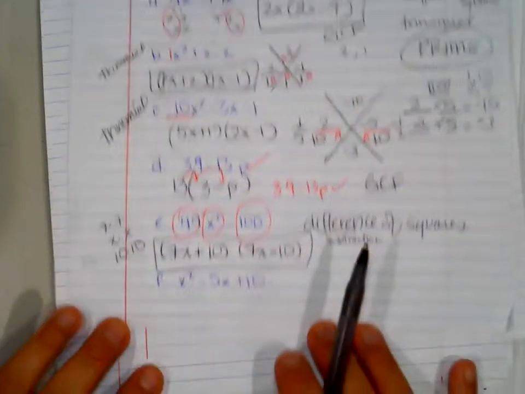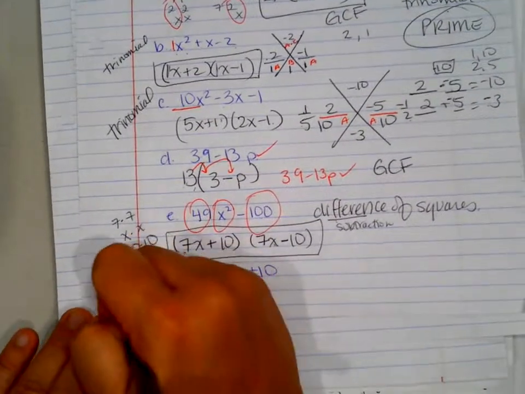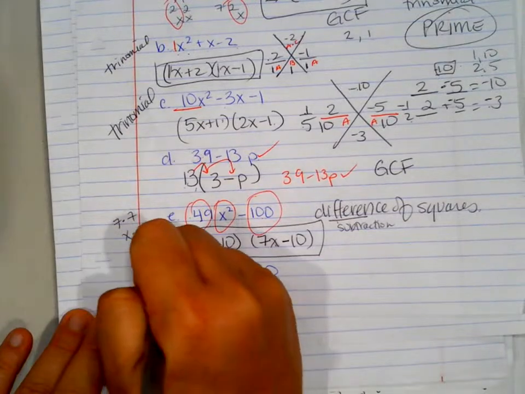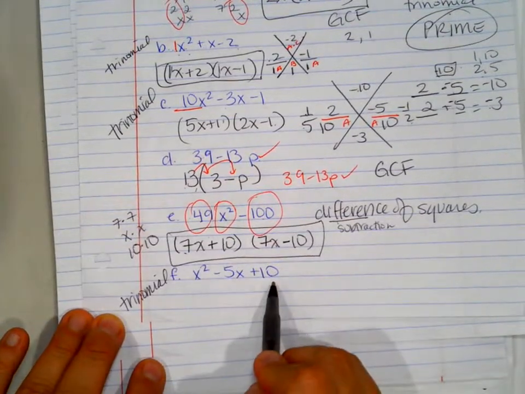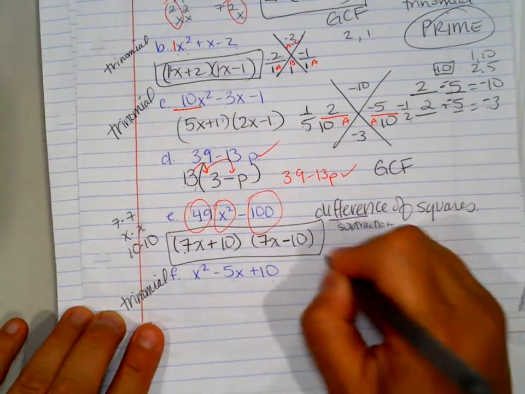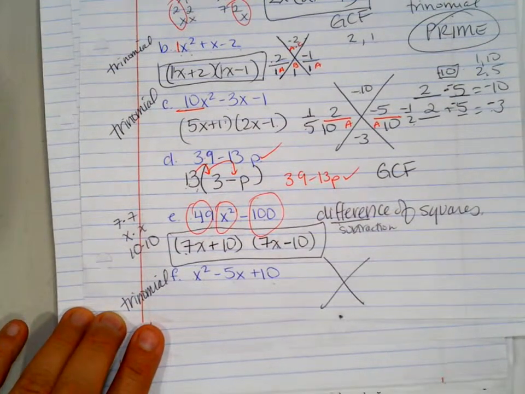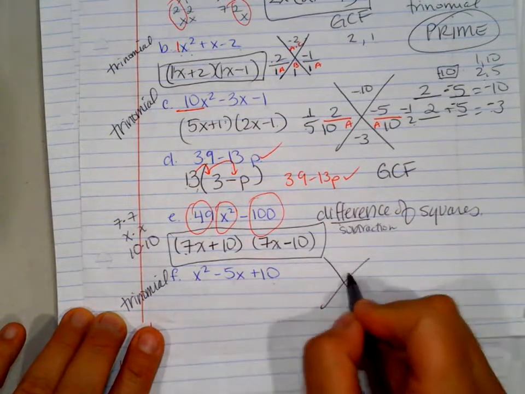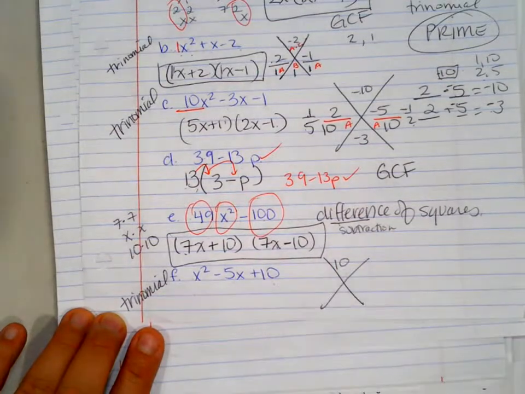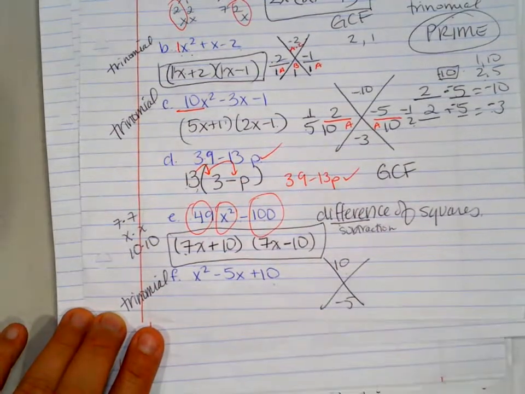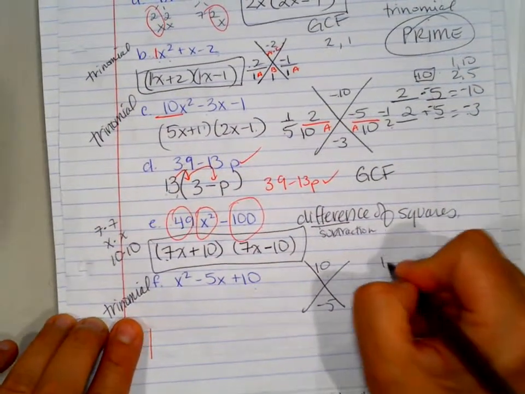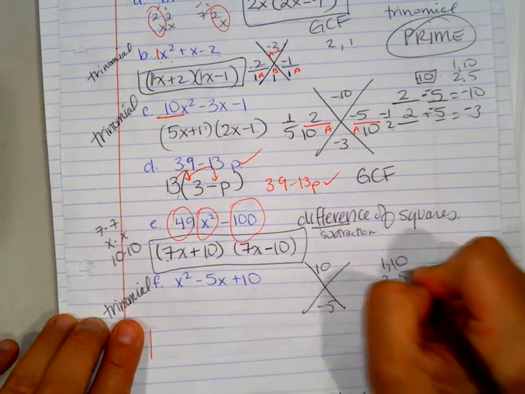And then the last one, this guy here's a trinomial. I know it's a trinomial because there are three terms. And I'm going to try putting it into the x. I have a times c, which is 10 at the top, -5 at the bottom. And I need my factors of 10. I've got 1 and 10, 2 and 5.